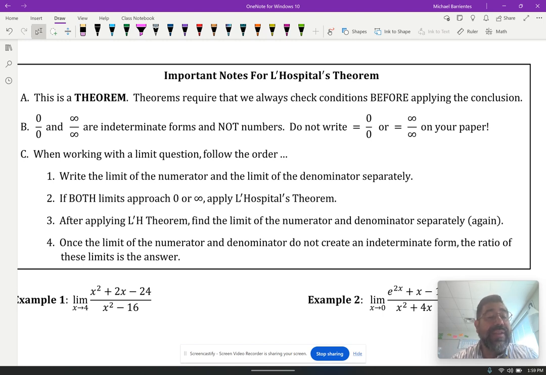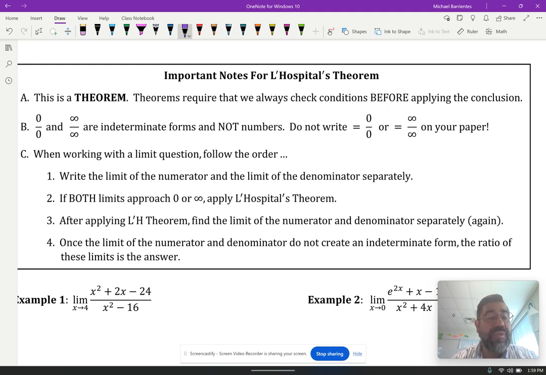Also, remember that these are indeterminate forms, they're not numbers, so don't say a limit is equal to infinity over infinity, because it's not true. It doesn't equal that. It is just what we get out of it, right? And so be very, very careful. Don't write it that way.